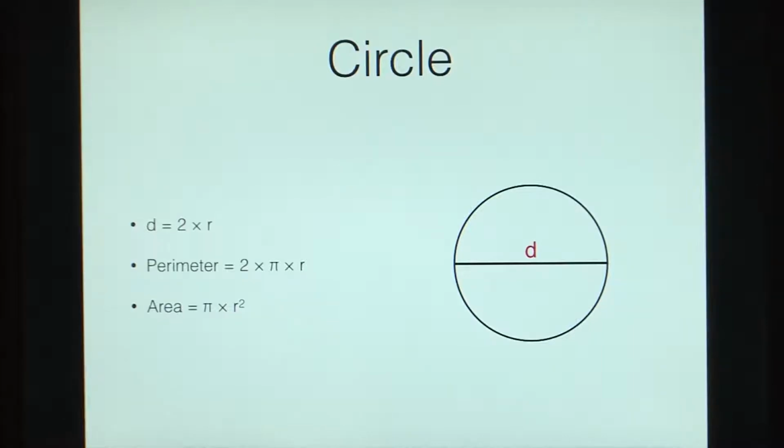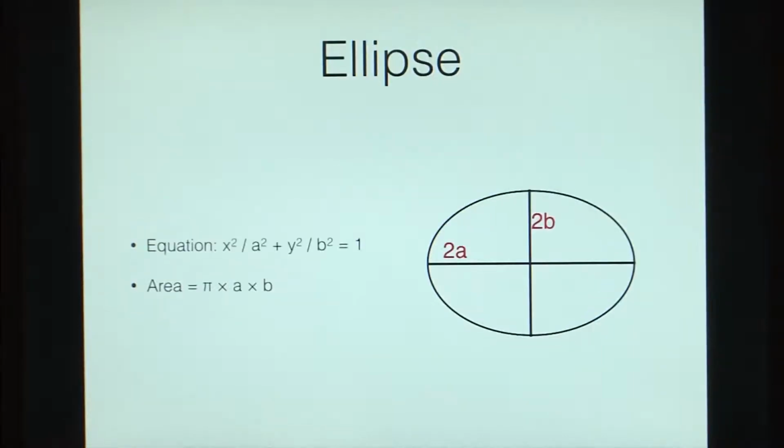perimeter is 2 pi r, area is pi r square. In the case of an ellipse with these two axes 2a and 2b, we have the equation of the ellipse as x square by a square plus y square by b square is 1. The area is given by pi times a times b. So, in the case of most trees, we take their cross sectional areas as either circular or elliptical.